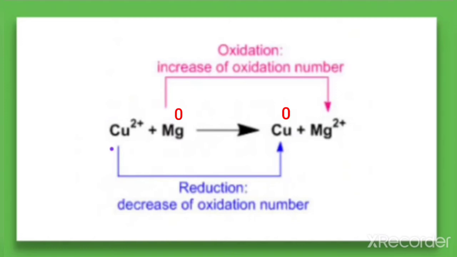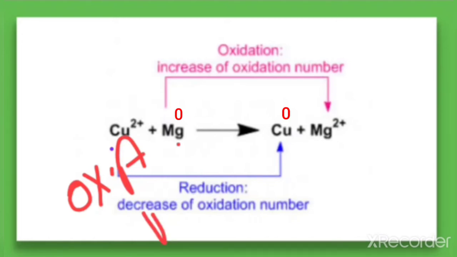Therefore, this is called an oxidizing agent because it undergoes reduction but it helps in the oxidation. Therefore, it is called an oxidizing agent. What about Mg? Here it is undergoing oxidation. Therefore, it is a reducing agent.